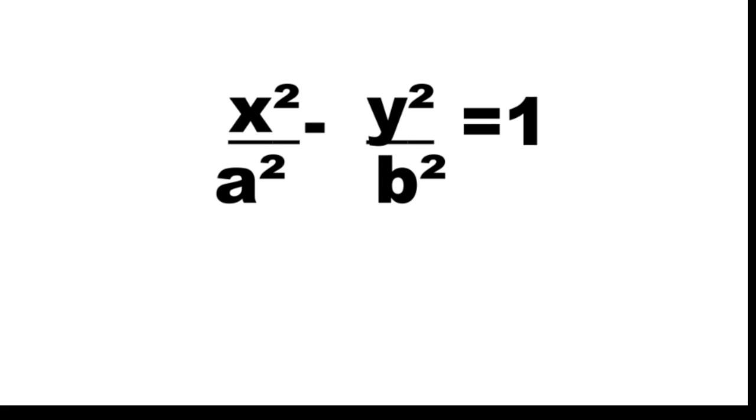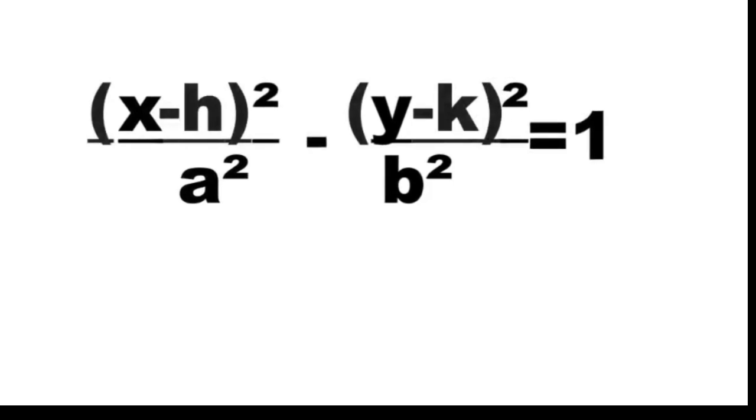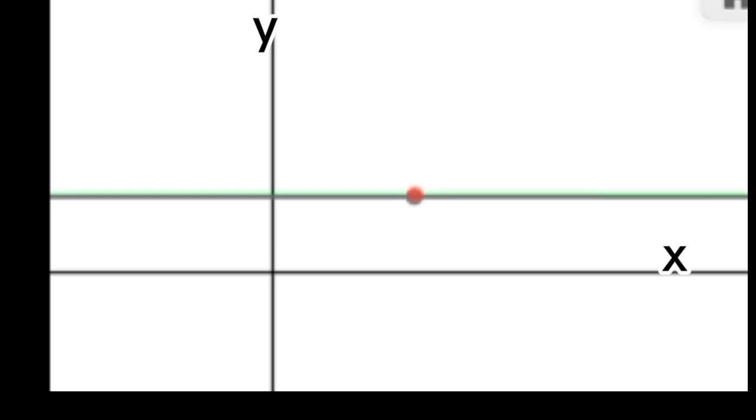For hyperbola with center not at the origin but at point h, k, we have quantity x minus h squared over a squared minus quantity y minus k squared over b squared equals 1. Here is a Cartesian plane with point h, k. Since our hyperbola is a horizontal hyperbola, our transverse axis is parallel to the x-axis passing the point h, k. So our transverse axis must be the horizontal line with the equation y equals k.